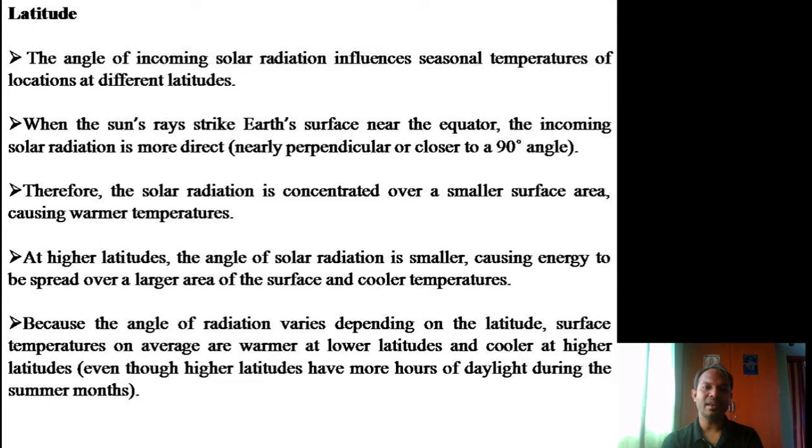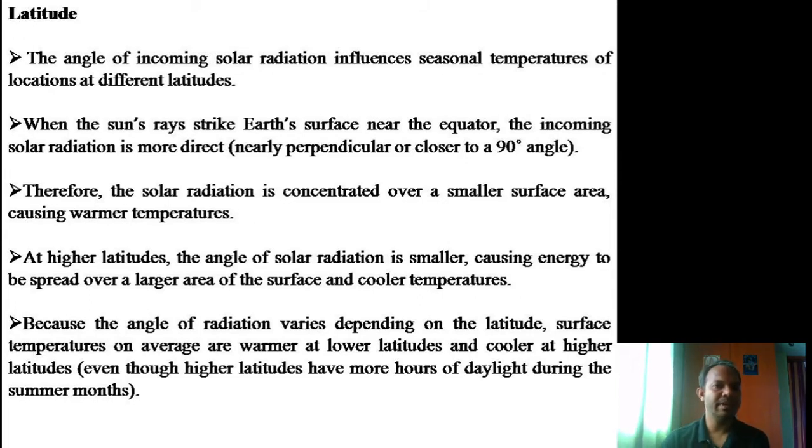As we go to higher latitudes, the angle of solar radiation is smaller, causing energy to be spread over a larger area of the surface and giving cooler temperatures. So, my dear friends, at higher latitudes the angle of solar radiation is very small, which causes it to spread over a larger area. That is the reason why we get cooler temperatures on the surface.